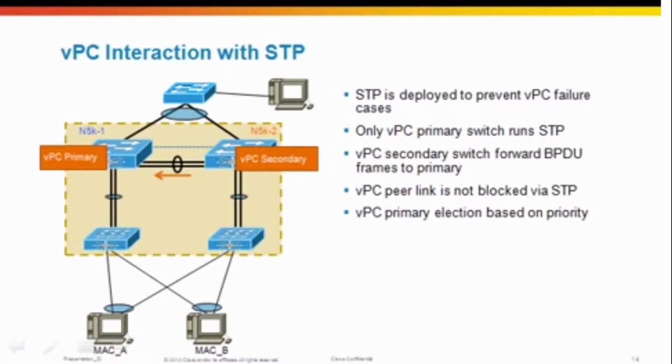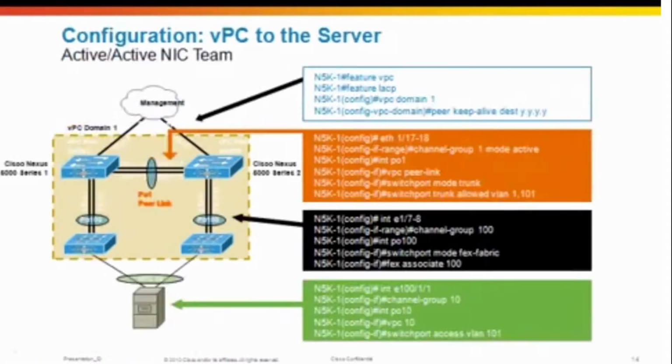Now, as we spoke about how VPC works, let's go ahead and see two examples. The first example is how we're going to configure VPC to the server. So, in other words, an active-active NIC teaming on the server. So here is the configuration for it.